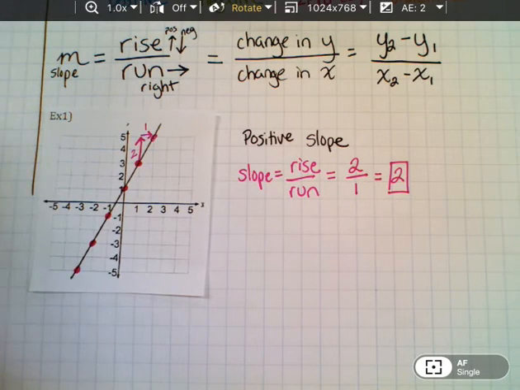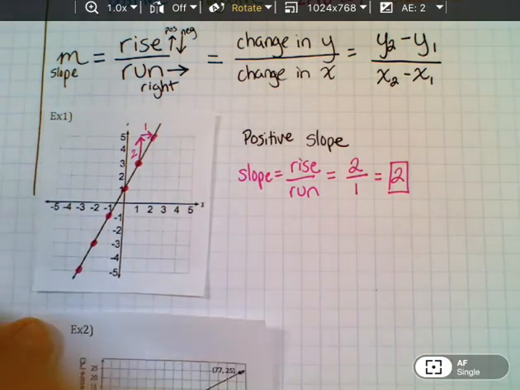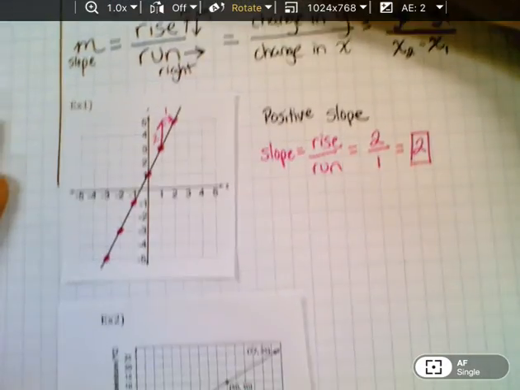Let's look at our next example. So once again, pause if you need to, whenever you need to get this down. I'm going to just run right ahead and do example 2.